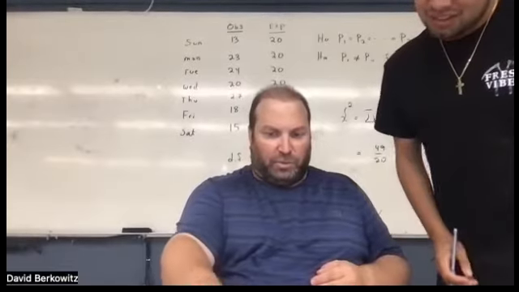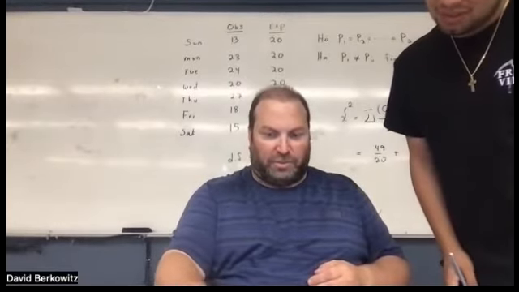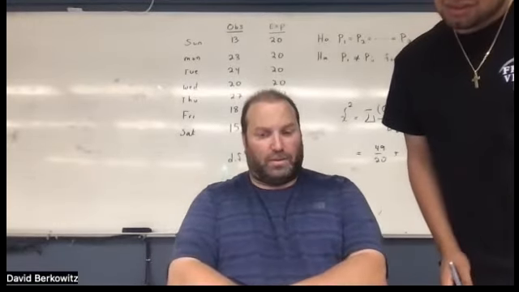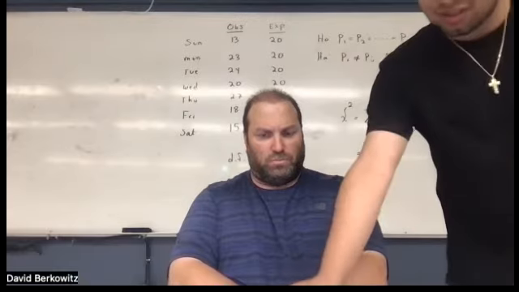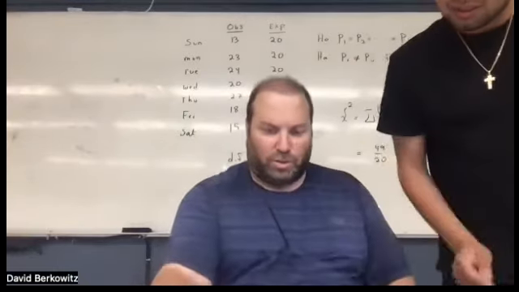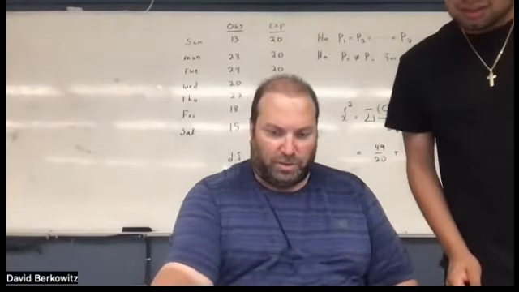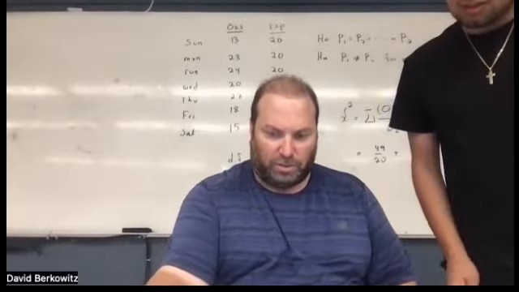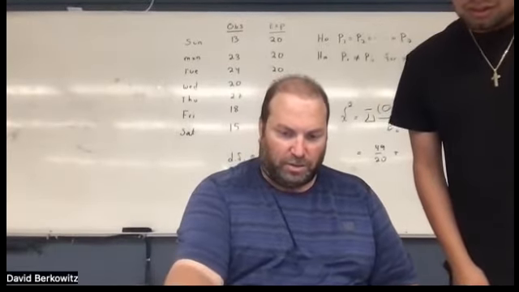51, 68, 73.5, 85, 98. Those are my 5 numbers. So this is the min, this is Q1, this is the median, this is Q3, and this is the max.